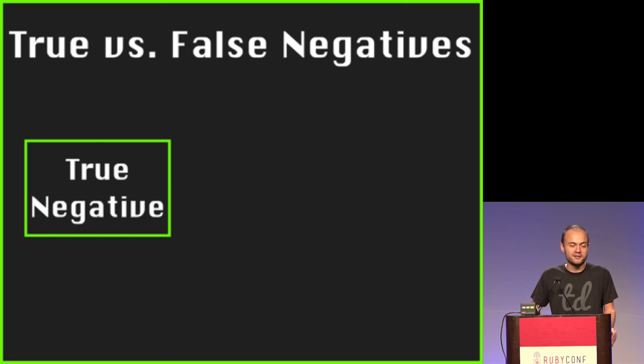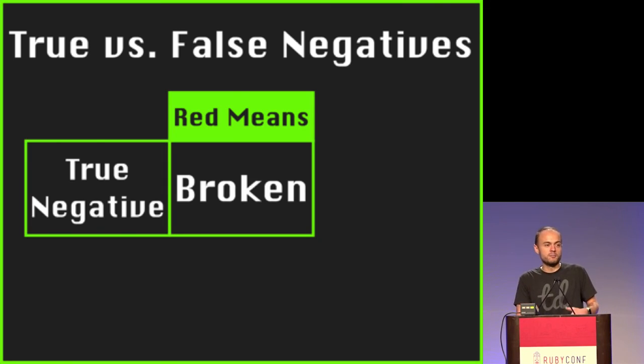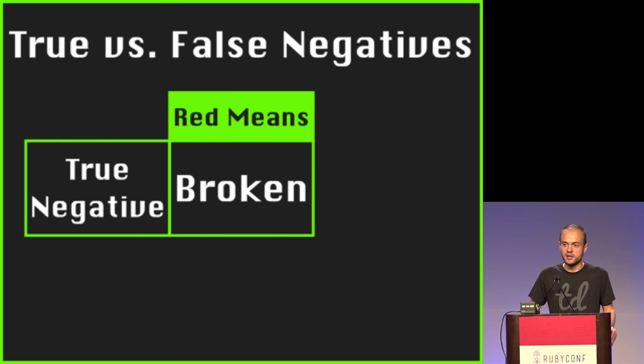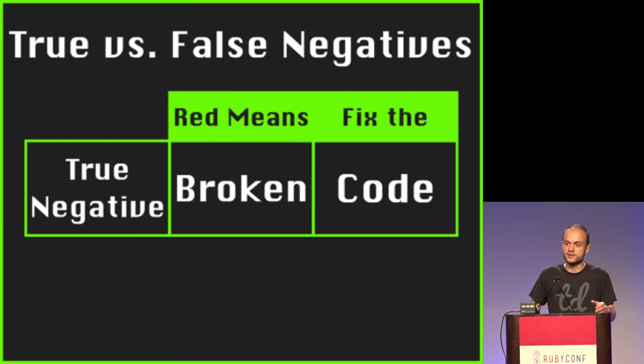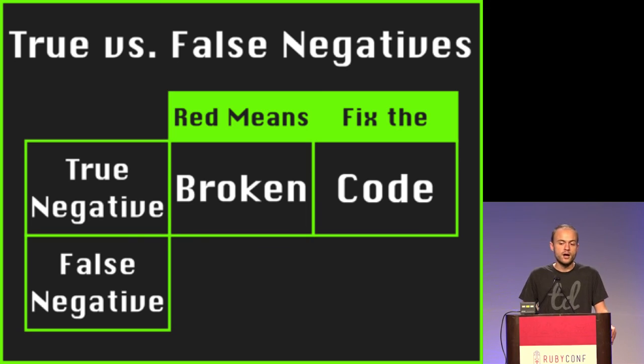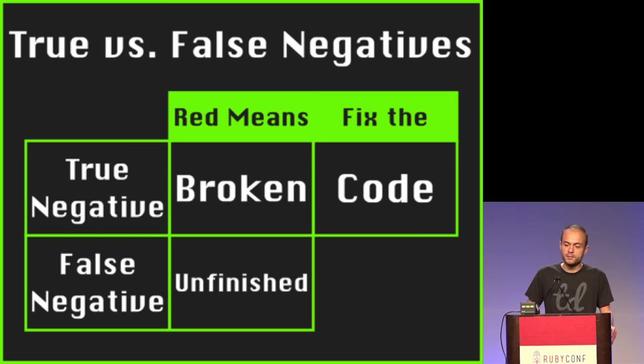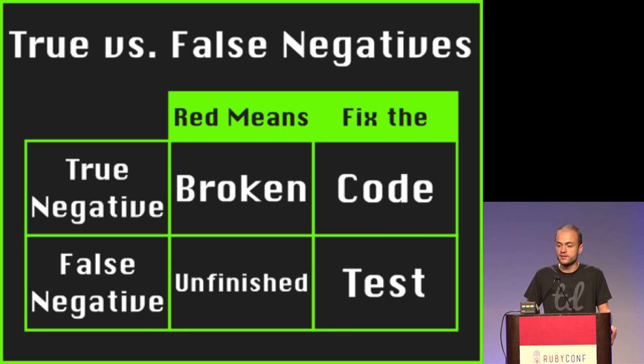So a true negative, a red build means that something was actually broken in a meaningful way, and the fix is that we have to fix our code and make our code work again. A false negative is a red build means we're unfinished. We forgot to update a test somewhere, and the fix is go update some test somewhere.